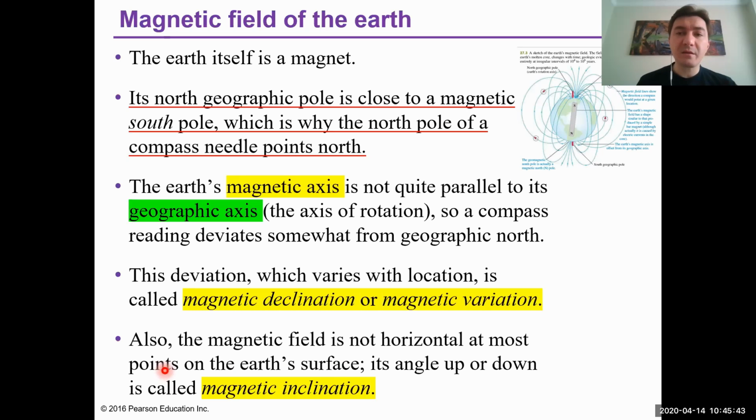And on the surface of the Earth, the magnetic field is not horizontal. Its angle up or down is called magnetic inclination. So let's consider that this is the Earth, okay? And what about the magnetic field on the surface of the Earth? Sometimes it is like this, sometimes it is like this, sometimes like this. So the magnetic field is not horizontal at most points on Earth's surface. So don't forget also that information. This is called magnetic inclination, magnetic declination, magnetic inclination. So they are talking about different things.